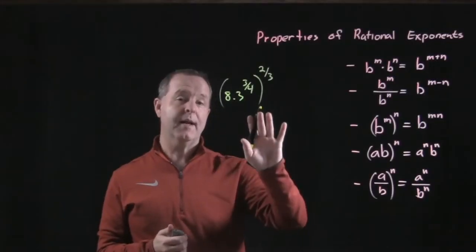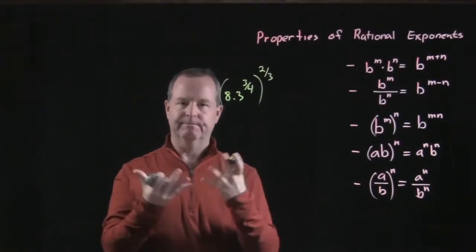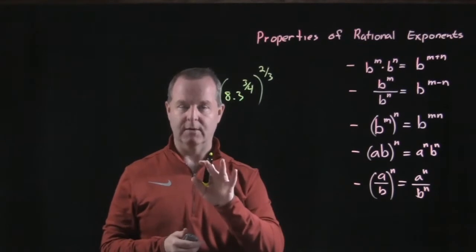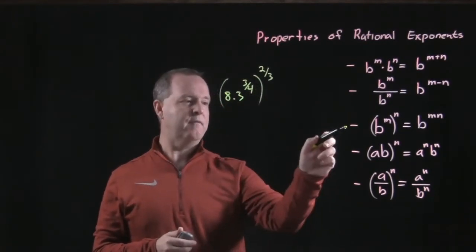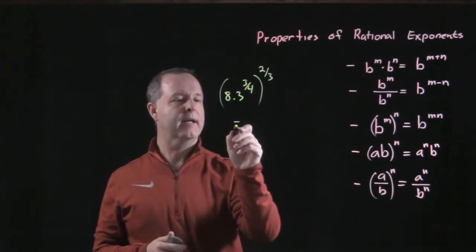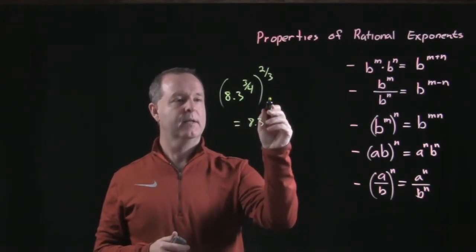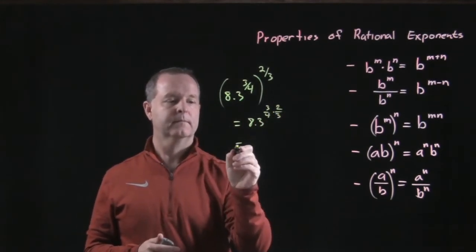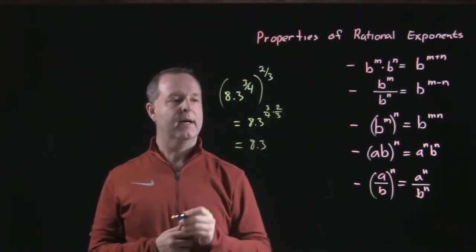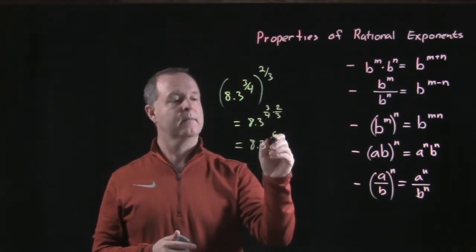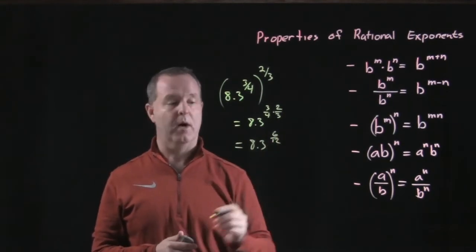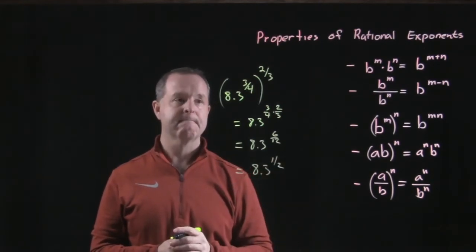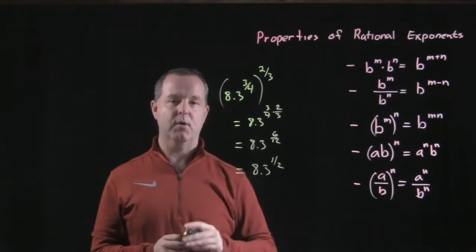Now I have a base raised to an exponent, and then the entire result is raised to another exponent. That follows this third model that we have there. So that can become 8.3 to the 3/4 times 2/3. That becomes 6/12, and I can reduce 6/12 down to 1/2. So 8.3 raised to the 1/2 is the result of this exponent raised to an exponent.